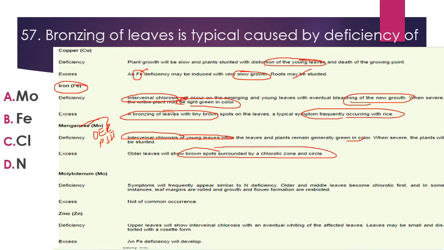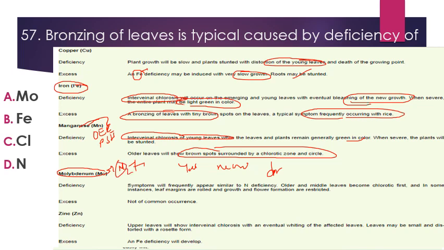Excess of manganese in the older leaves will show brown spots surrounded by a chlorotic zone and circle. Chlorosis means simply yellowing of leaves. Necrosis means appearance of dark spots due to death of tissue.